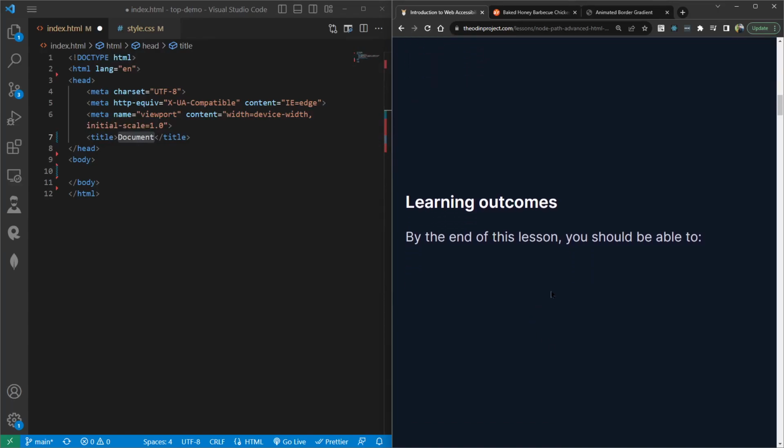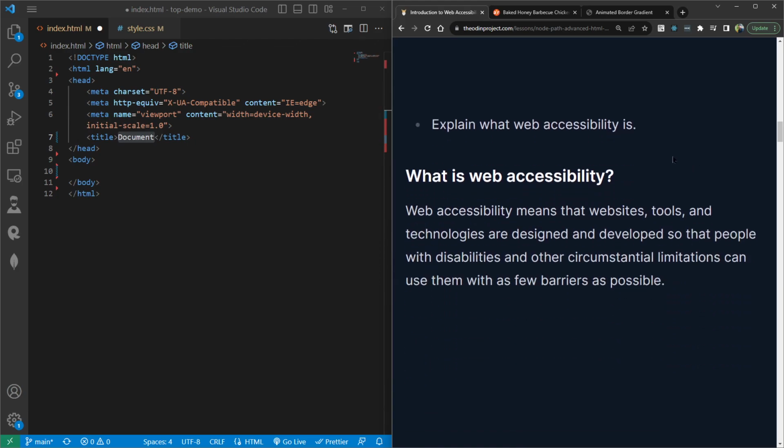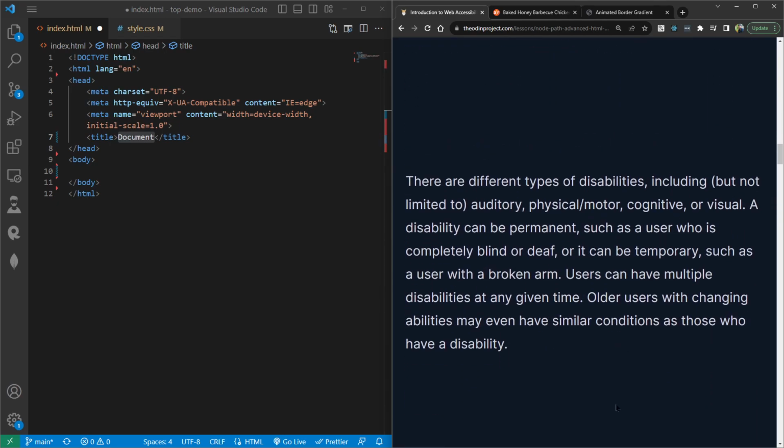So the learning outcomes: we should be able to explain what web accessibility is. Web accessibility means that websites, tools, and technologies are designed and developed so that people with disabilities and other circumstantial limitations can use them with as few barriers as possible. There are different types of disabilities, including but not limited to auditory, physical, motor, cognitive, or visual.